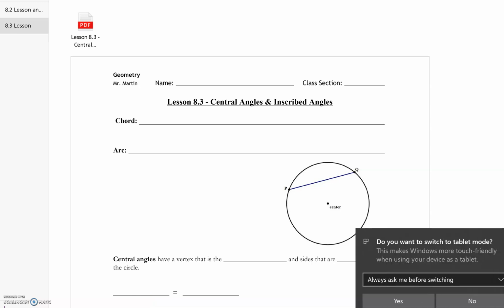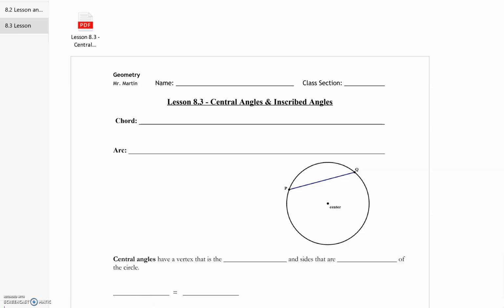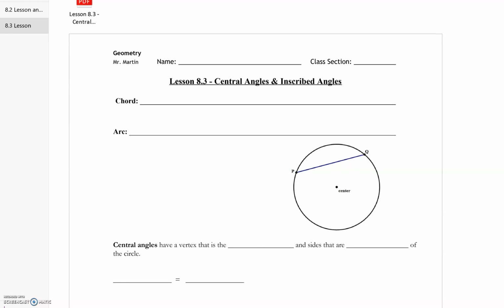All right, fellas, we are continuing to lesson 8.3 today. I know we're doing a lot, but as you may know, we don't see each other as much as we did before. So we've got to do more within each lesson, within each day that I see you. Okay, so we're moving on to 8.3.